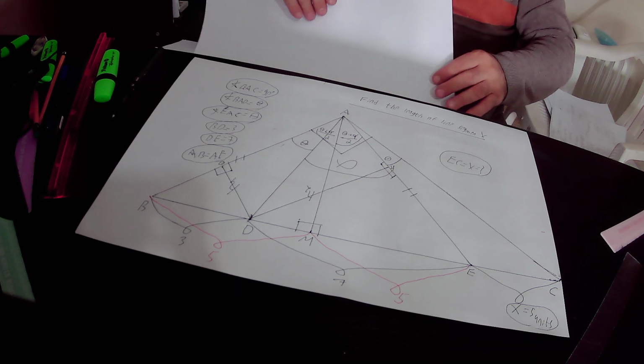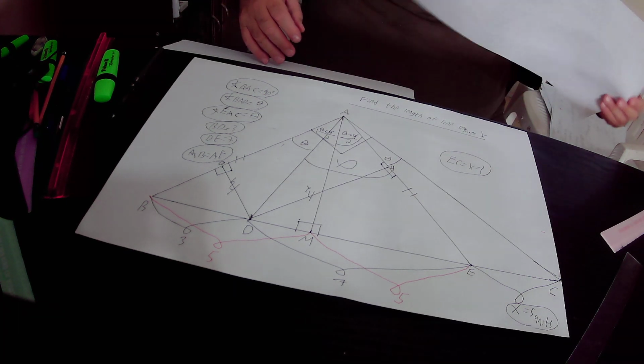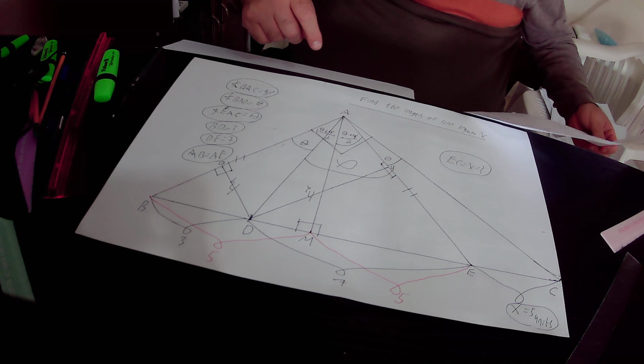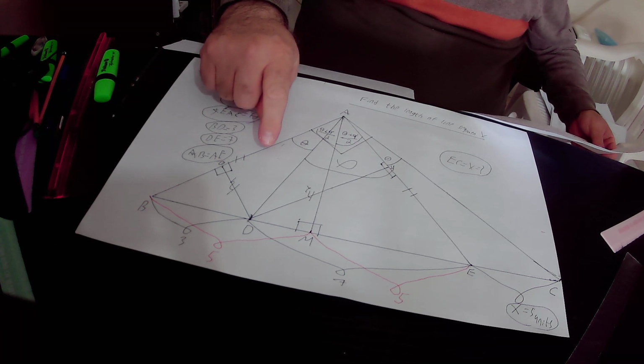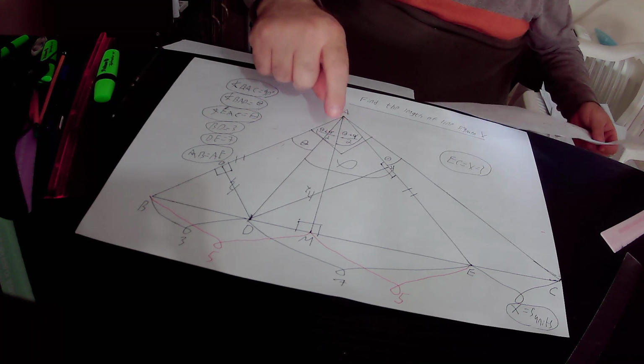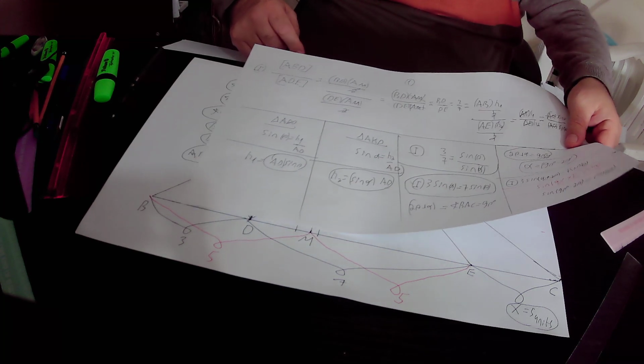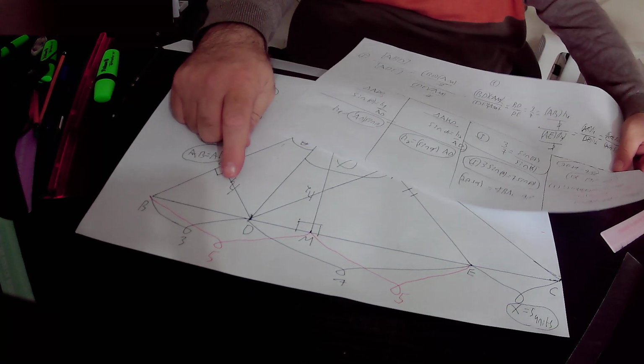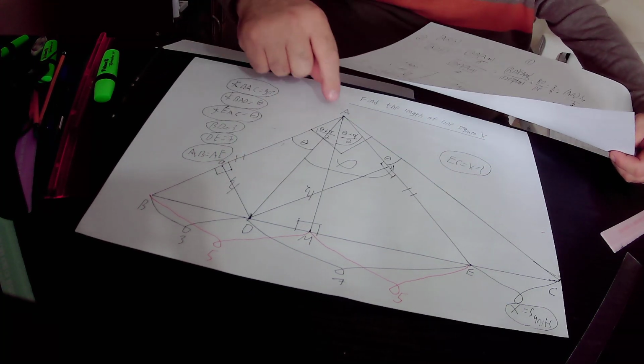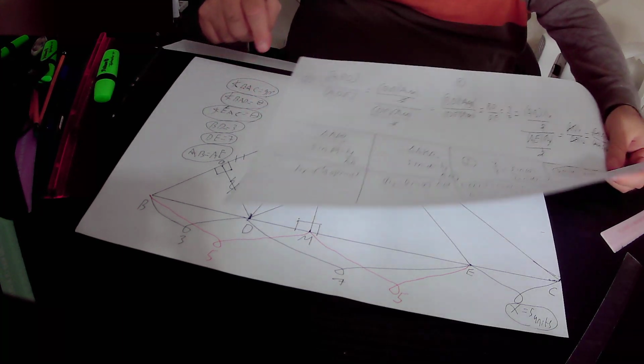Okay? Then we calculated the ratio between the area of triangle ABD to the area of triangle ADE. The area of triangle ABD equals the base of the triangle, that is BD, times the height to the base, that is AM, over 2.